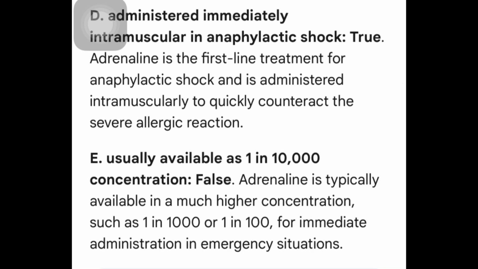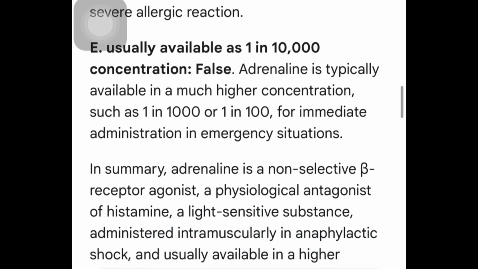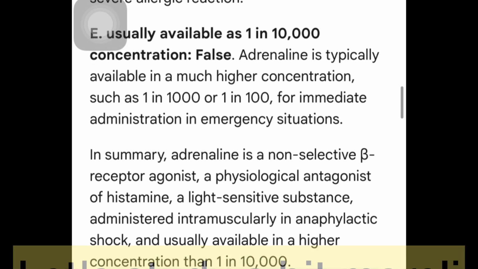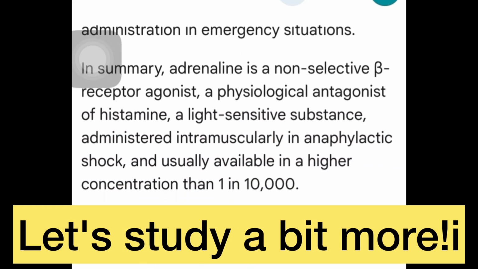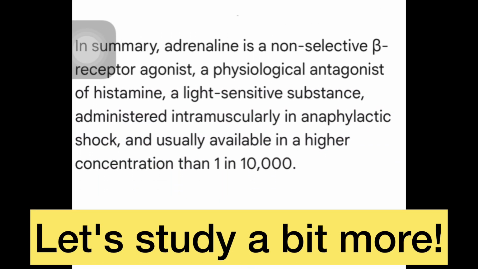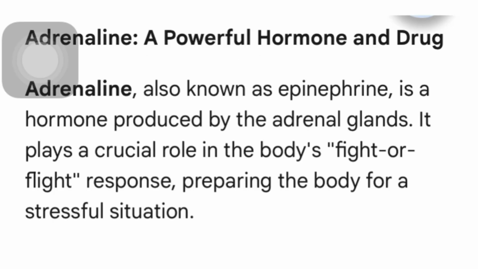E. Usually available as 1 in 10,000 concentration. False. Adrenaline is typically available in a much higher concentration, such as 1 in 1,000 or 1 in 100, for immediate administration in emergency situations. In summary, adrenaline is a non-selective beta receptor agonist, a physiological antagonist of histamine, a light-sensitive substance, administered intramuscularly in anaphylactic shock, and usually available in a higher concentration than 1 in 10,000.